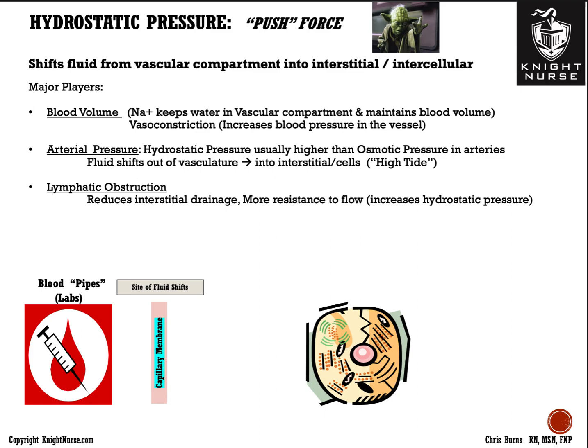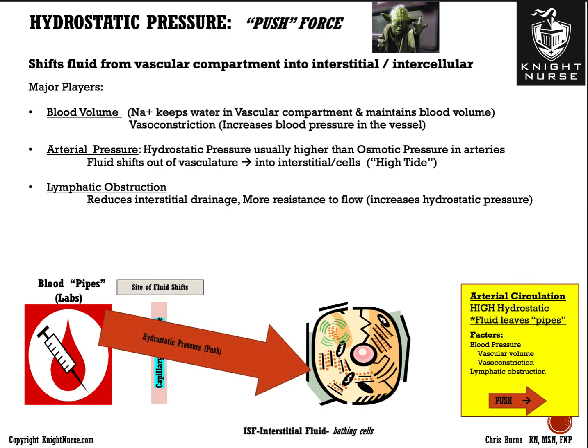You have your blood pipes, vasculature, you have a capillary membrane, and then you have your interstitial fluid and your cell. In the arterial circuit, you have high hydrostatic pressure pushing fluid from the vascular pipes into the interstitial intercellular fluid to bathe the cells and give them what they need. Factors that keep high hydrostatic pressure are blood pressure, which is very high in the arterial circuit, vascular volume, and vasoconstriction, which are what control blood pressure. Then also lymphatic obstruction can be a problem.